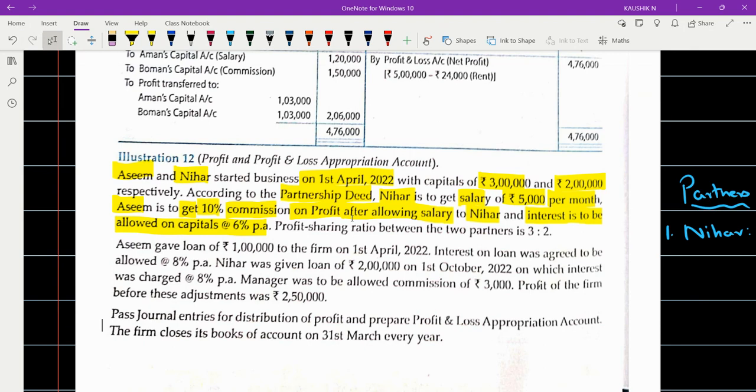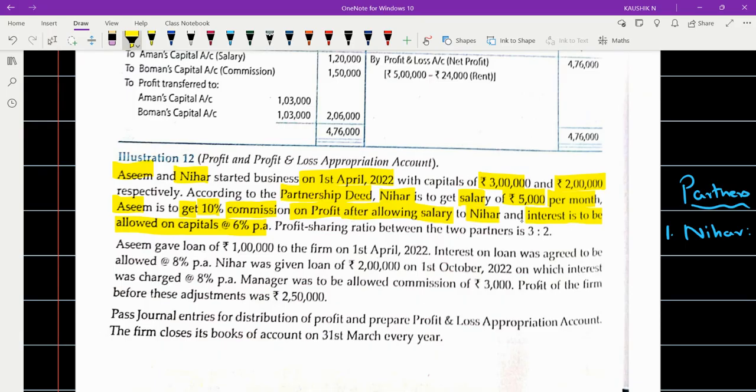I felt this is an area where students will go wrong. That's the reason I asked the students to work out first, then let me get into the picture. Anyhow, making an attempt is very important. We'll work out the problem, how it has to be. So it was mentioned that this commission is 10 percentage on profit after allowing salary to Nihar, and interest is to be allowed on the capital at the rate of 6 percentage per annum. Profit sharing ratio is given as 3 is to 2. So PSR is 3 is to 2.